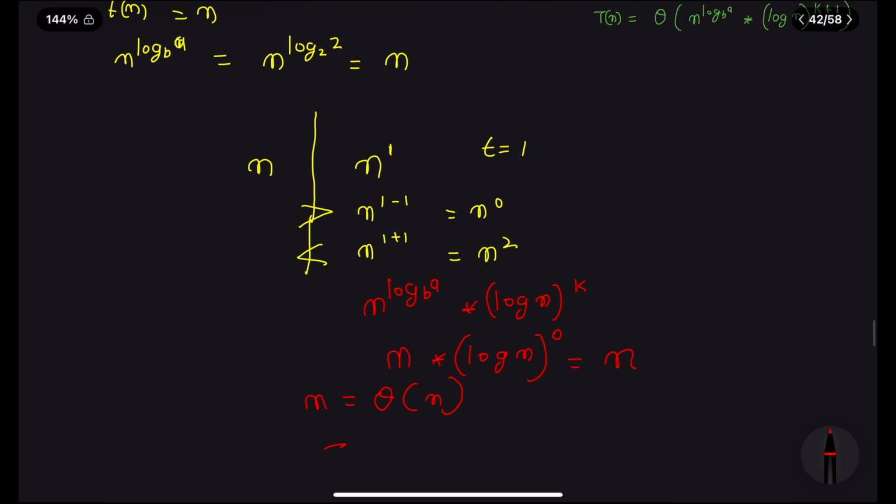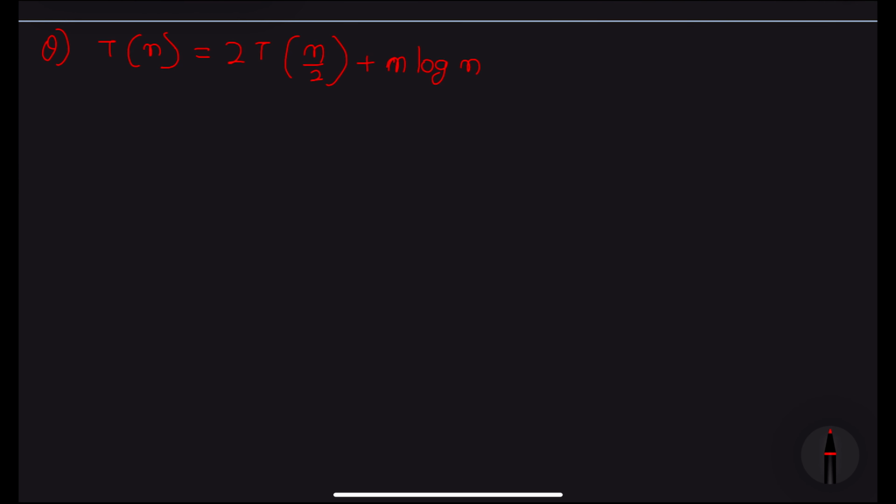So the final time complexity will be n into log n raised to the power 1. This can be written as Theta of n log n, where the value of k is equal to 1. Let's look at another example.